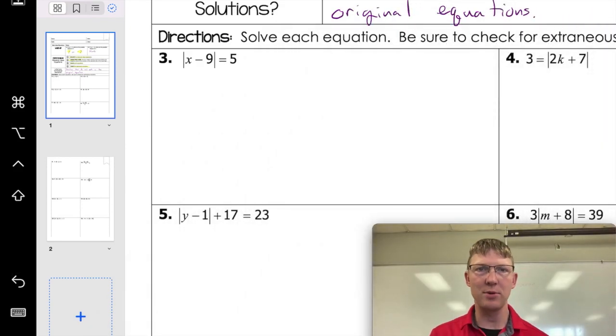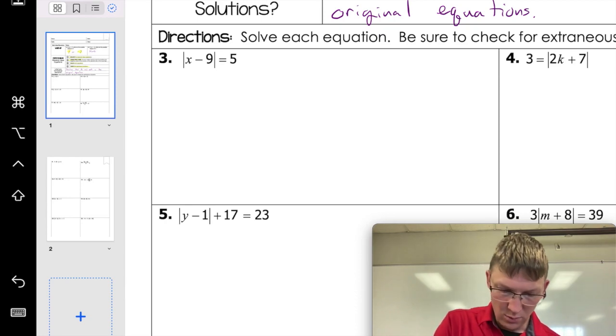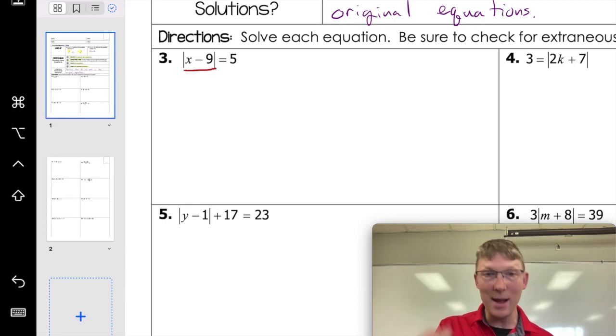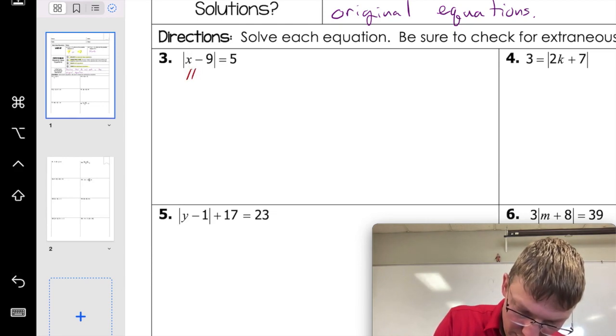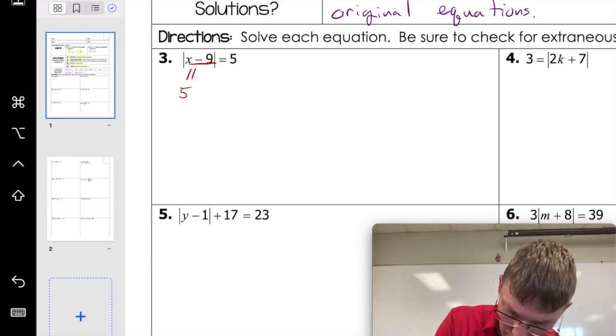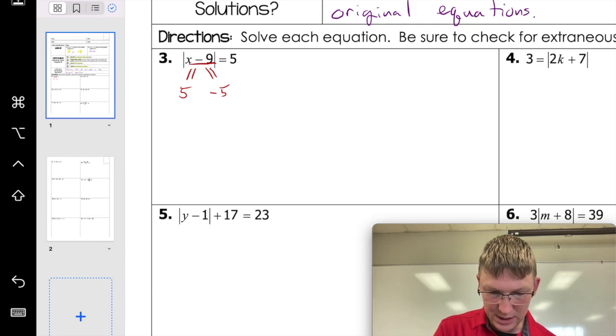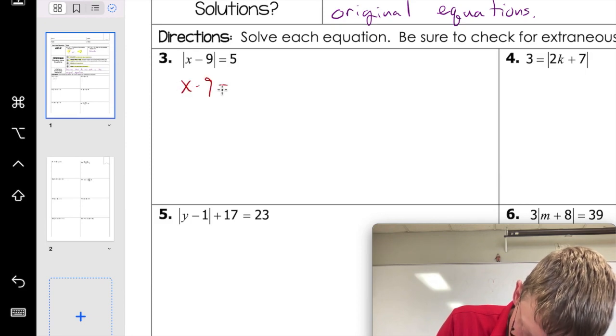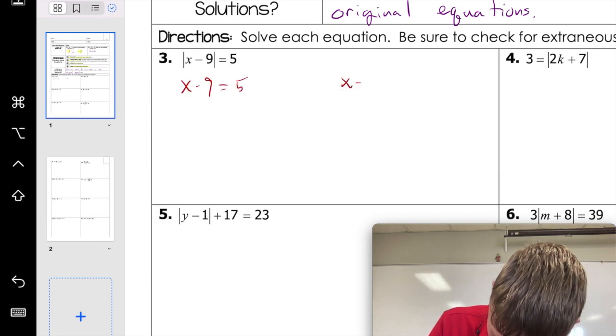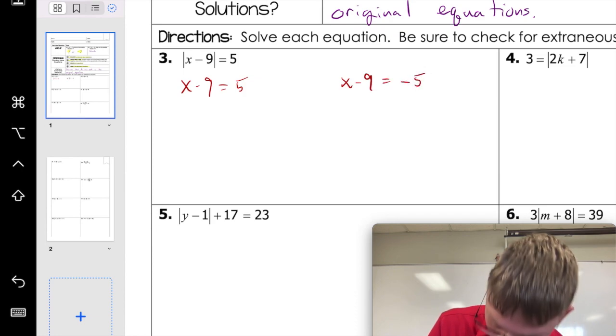Okay, so let's try some examples. Remember, our steps to solve are isolate, create two cases, solve, and then check. Looking at number 3, we have the absolute value of x minus 9 equals 5. It's already isolated, so we're good to go. One case is where this equals positive 5, like we have written, and the other case is where it equals negative 5. So we have x minus 9 equals 5, and x minus 9 equals negative 5.